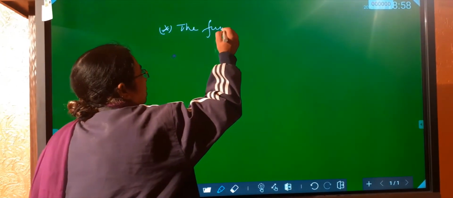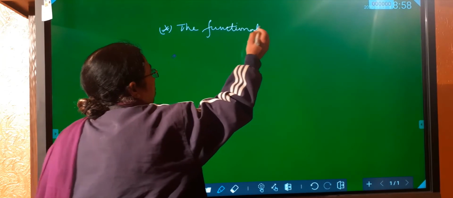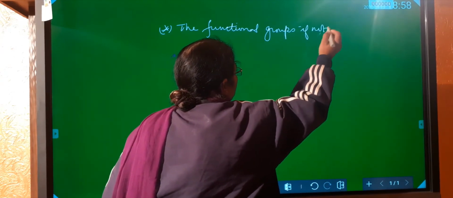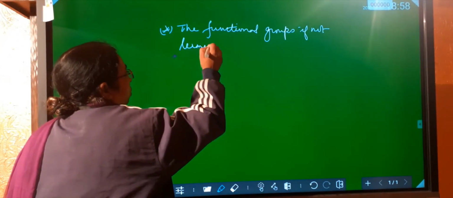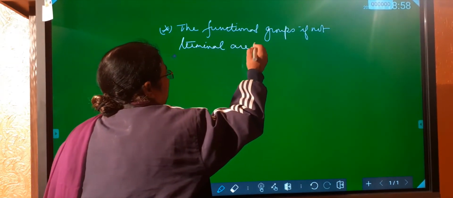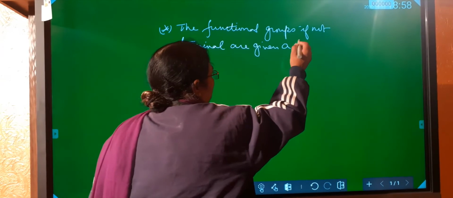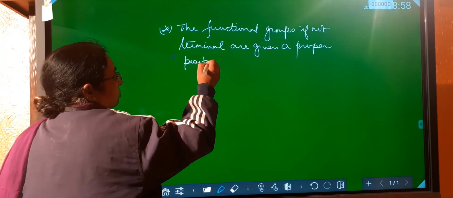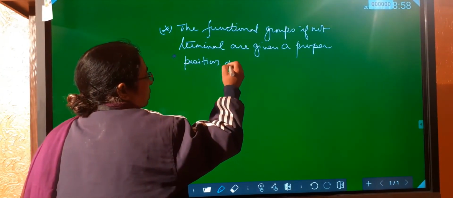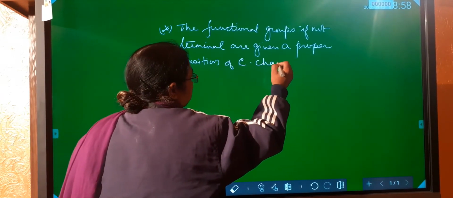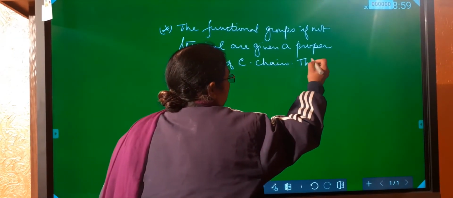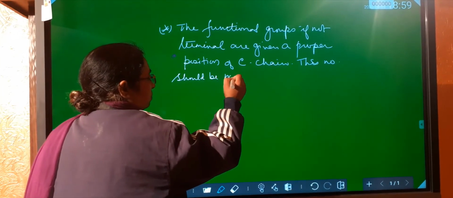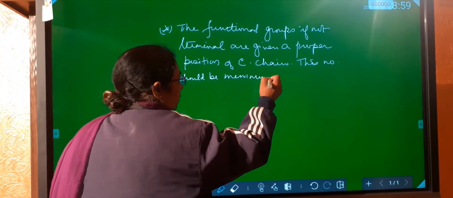Alright, so the functional groups, if not terminal, are given a proper position of carbon chain. This number should be minimum.